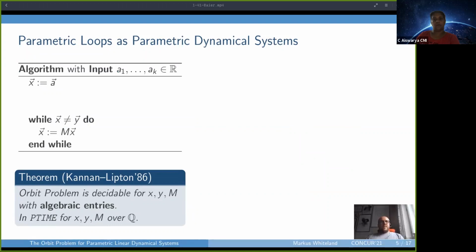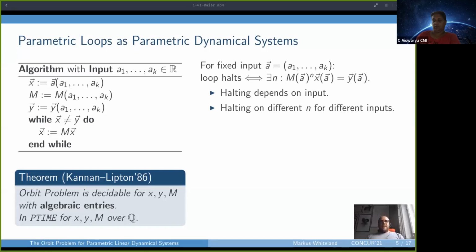But these are quite simple. Usually one would have input so that the initial point depends on the input. We might even have that the update map depends on the input, and even the target vector might depend on the input. Now, for any fixed input, assuming it's rational or algebraic, the loop halting problem is still decidable by the Cannon-Lipton theorem. But halting depends on the input, and you might have halting for different n for different inputs.